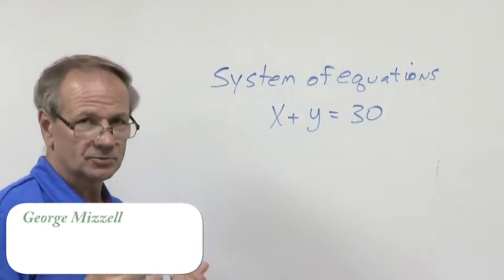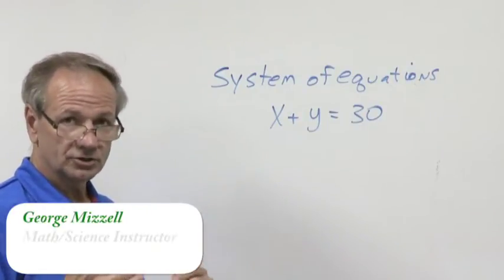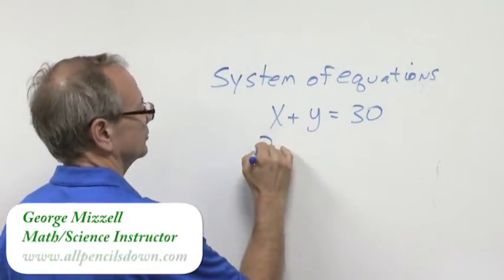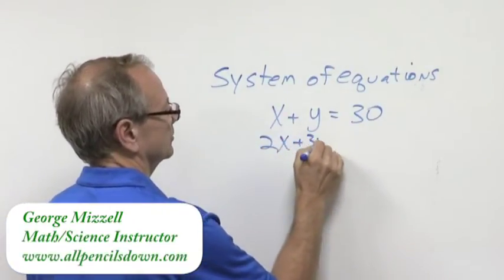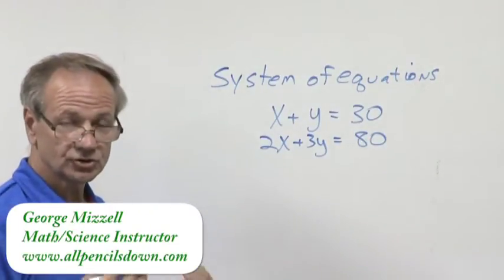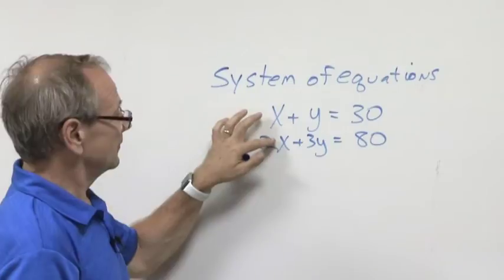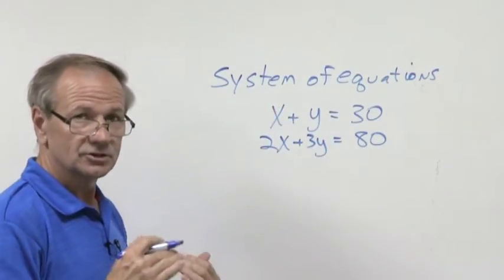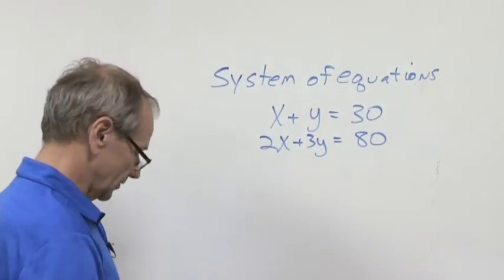And we remember from algebra that you cannot solve one equation with two unknowns to a distinct answer. But if we knew that 2x plus 3y equals 80, now we might be able to solve it. This is two equations. The x is the same in both. The y is the same in both. So let's see, there's two ways that we might go about solving it.